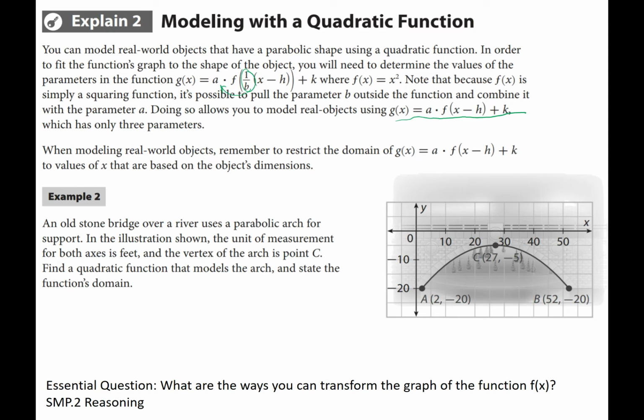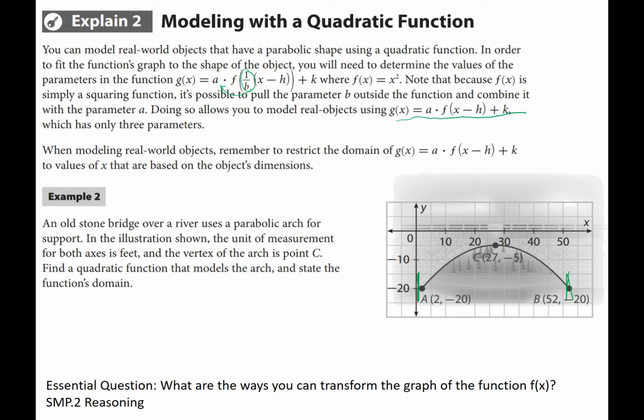When modeling real-world objects, remember to restrict the domain of this function to the values of x that are based on the object's dimensions. So if I looked ahead at this first one, I would just stick to these endpoints that they give us here. So in example 2, we have an old stone bridge over a river that uses a parabolic arch for support.